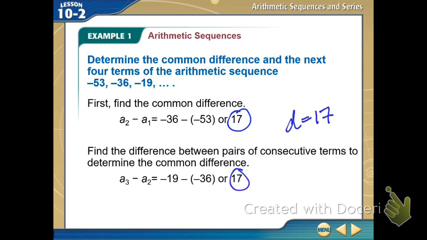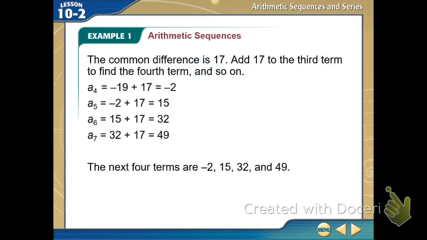D is 17. Now that we know that the common difference is 17, in order to find the next 4 terms, we can just continue to add 17 each time to find each next term. So to find A4, add 17. You get negative 2. To find A5, add 17 to negative 2. You get 15. To find A6, add 17 again. 17 plus 15 is 32. To find the next term, A7, add 17 again. 17 plus 32 is 49. So, we added the common difference D to each term to find the next term. And therefore, the next 4 terms are negative 2, 15, 32, and 49.